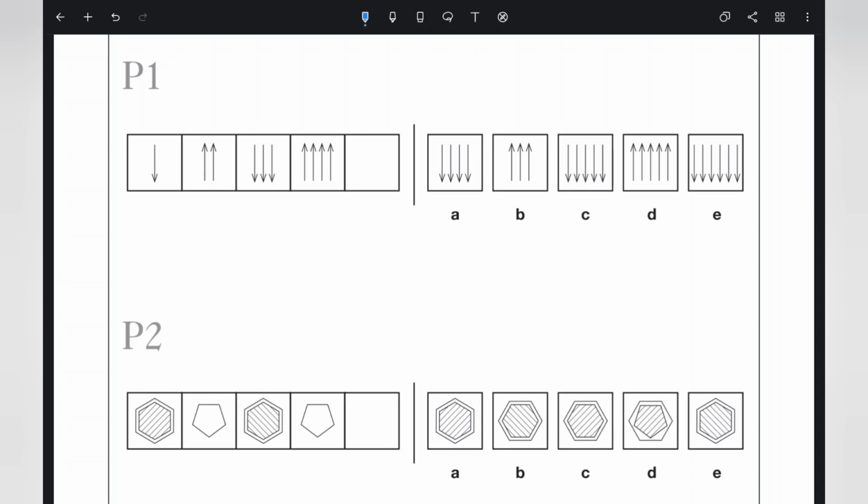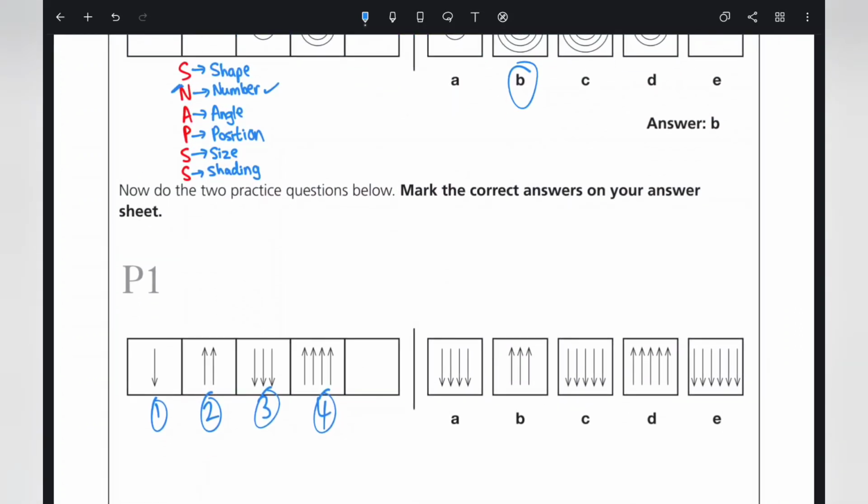Let's go over P1. If we look at image 1, image 2, image 3, and image 4, we need to consider SNAPS. Let's look at the shape. Again, they're all the same shape, they're arrows. Let's look at the number. We've got 1 arrow, 2 arrows, 3 arrows, 4 arrows. So obviously it's increasing by 1.